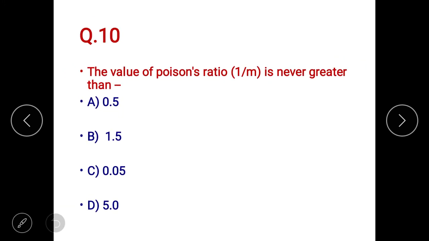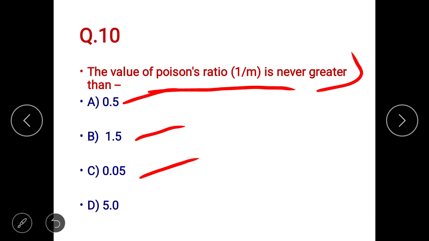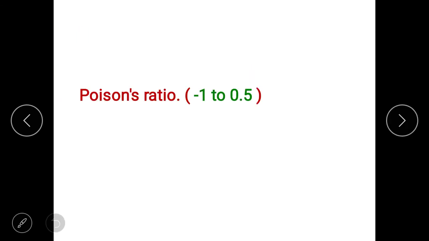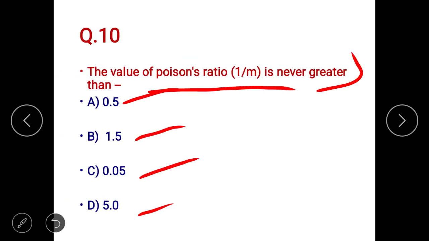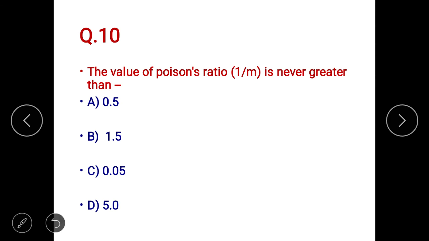The value of Poisson's ratio 1/m is never greater than 0.5, 1.5, 0.05, 5.0. Here, see the value of Poisson's ratio. Poisson's ratio always remains between -1 and 0.5. So here the Poisson's ratio can never be greater than 0.5.